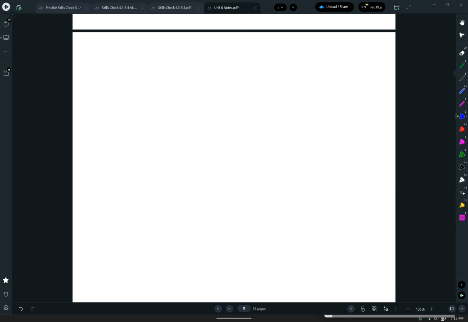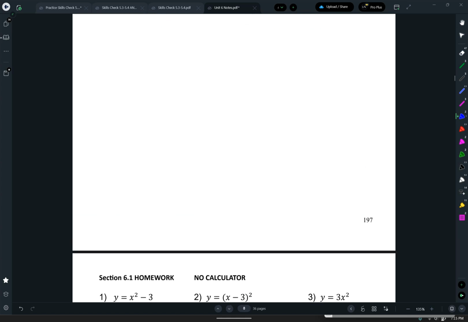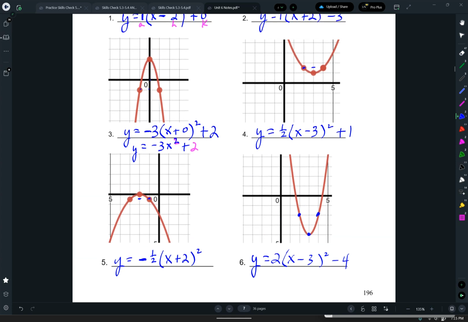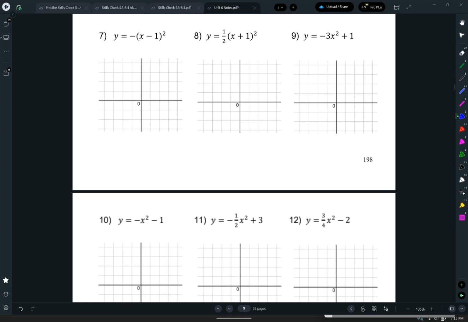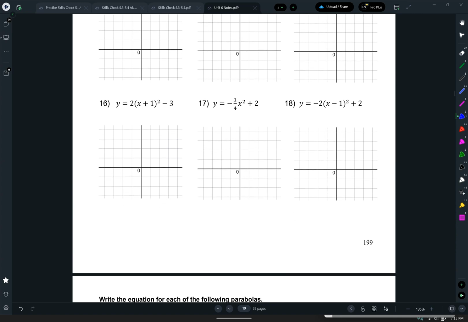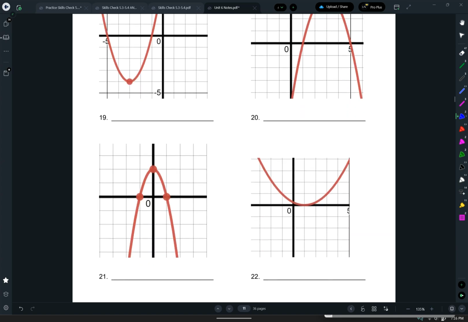Okay, so that's kind of vertex form of a parabola. And we kind of did both directions. You drew the whole graph, and then you look at the graph and write the equation. And you'll notice in the homework, you've got the same concept, right? You got a couple pages of, hey, you do the whole graph. And then there's a page of, hey, here's some graphs. And now you write the equation.